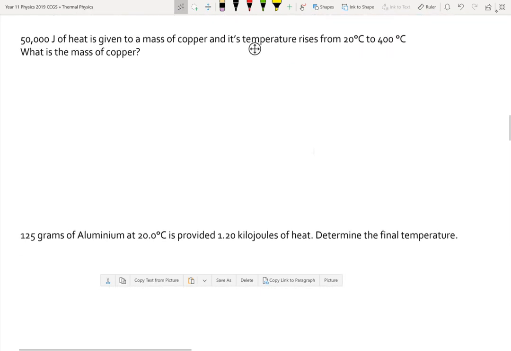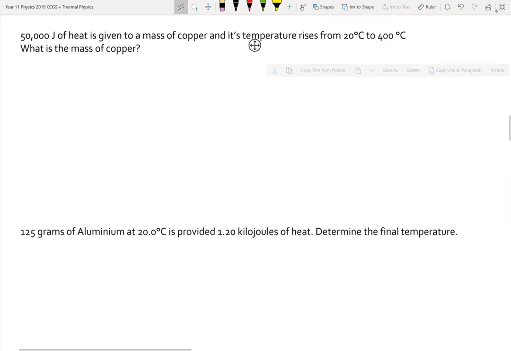All right, next two. I'd like you to emulate what I did. Could you please highlight, underline the important things? Write your variables on the left-hand side.